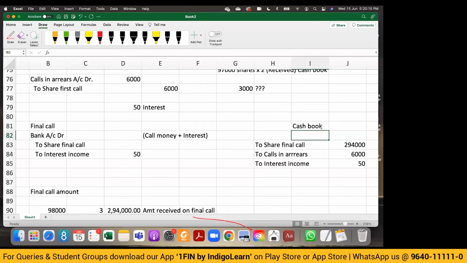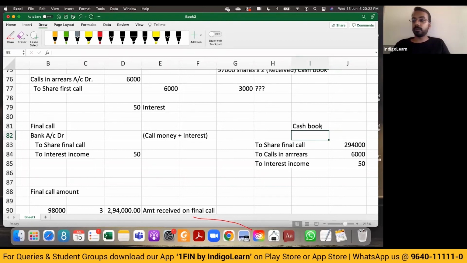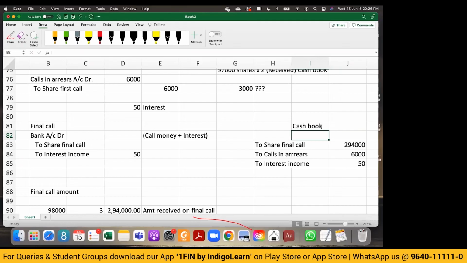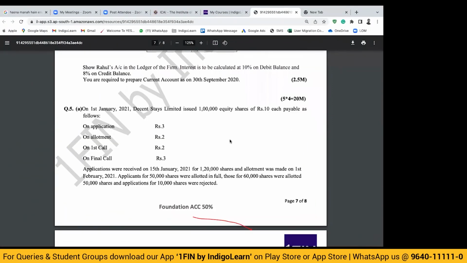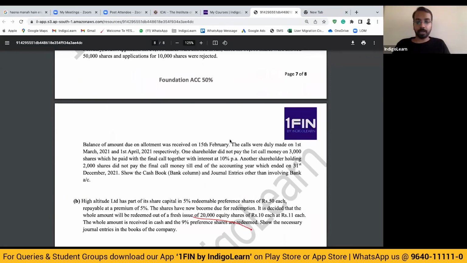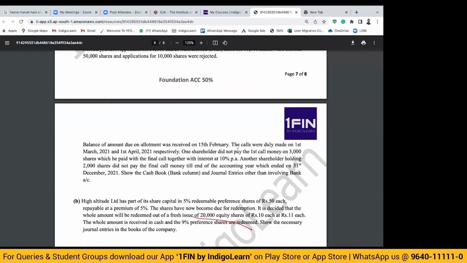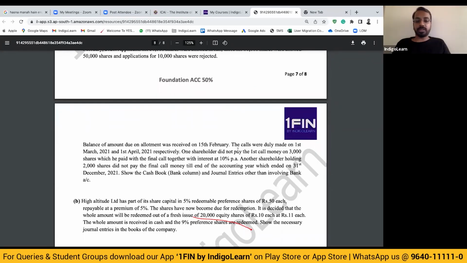So in this, they have called for first call, no, sir. On that day only the money was paid. Sir, they have called the amount for first call on March 1st, no, sir. Correct. So then we should assume that it is paid on that day itself. You can assume either way. So two assumptions are possible.